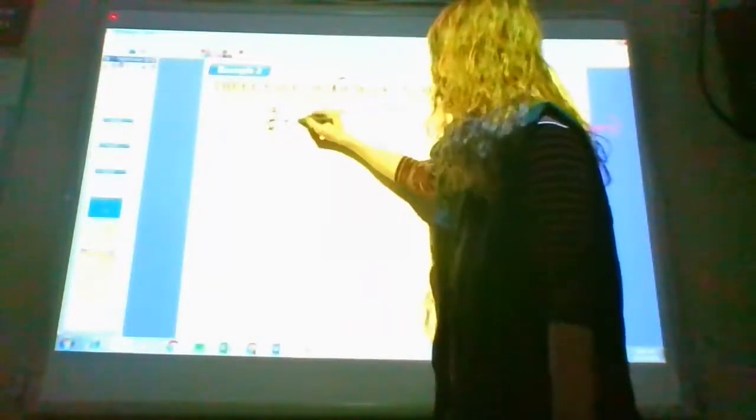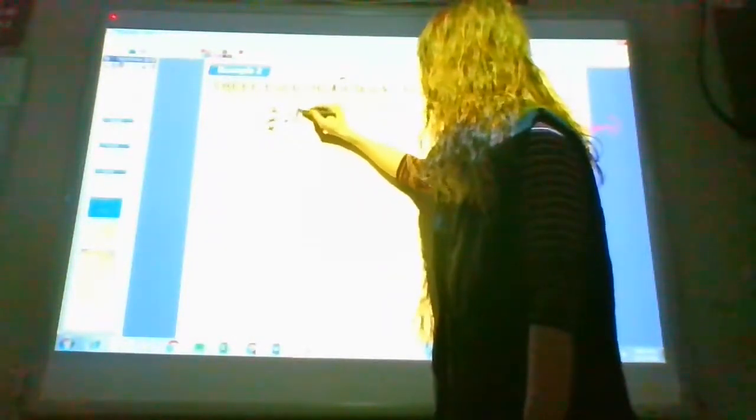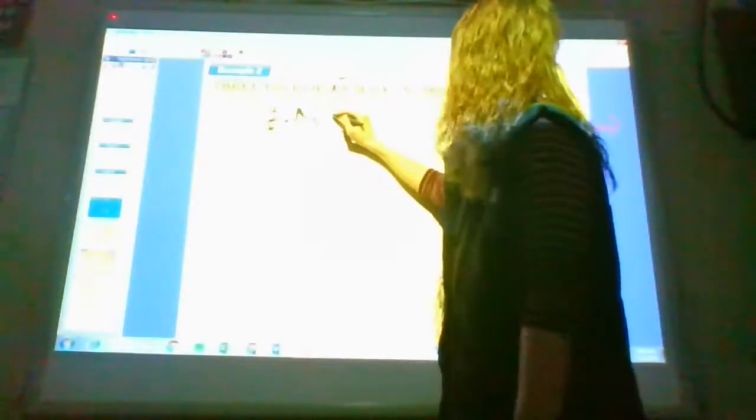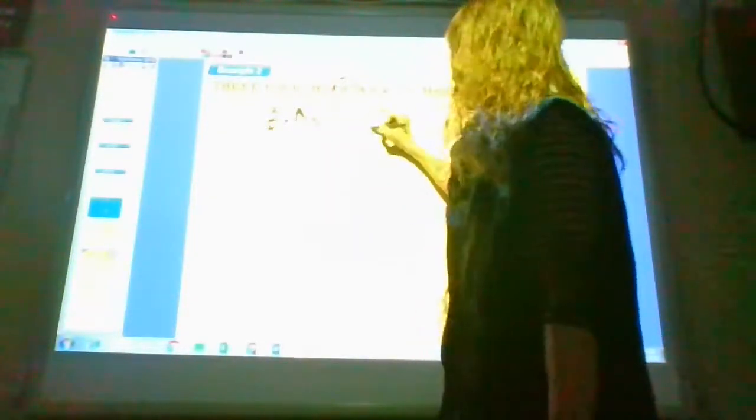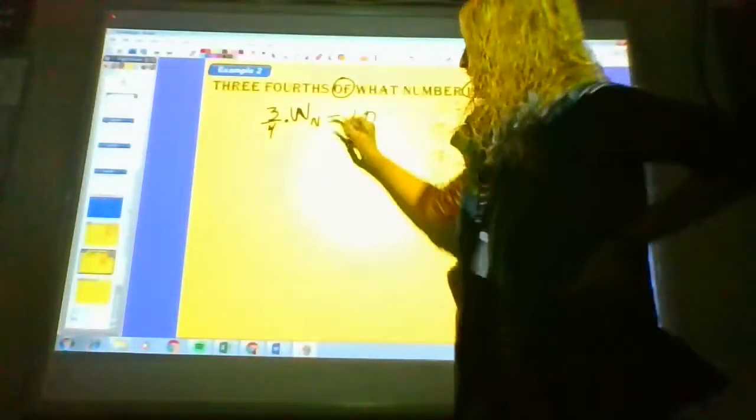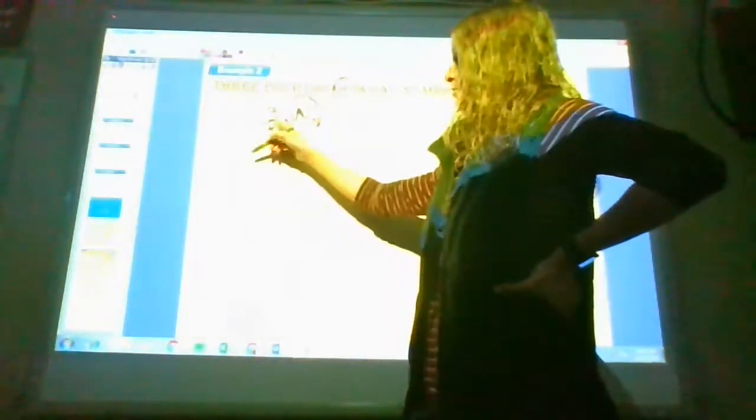And then to check your answer, 3/4, you put of, and hopefully you remember, of means multiply. Of what number? So we want to know what, and it's asking for a number this time. Is means equals, so we put equals 60. So we always keep things in order. You just have to know what is and of mean.